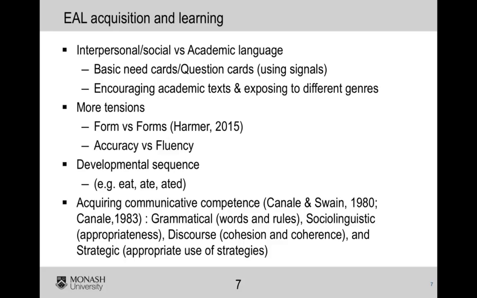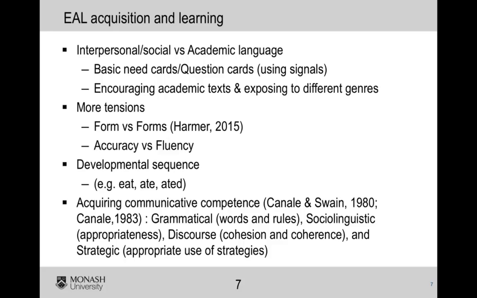And sometimes EAL students focus so much on the interpersonal and social, but they kind of forget about the academic language. And I think for many students, we have to focus on both, the interpersonal and social versus the academic. And of course, if the focus of the class is on just one specifically, you would do that. But we need to find a balance between both. For example, encouraging academic texts and exposing students to different genres. What does a narrative story look like compared to a recipe? Looking to see that there are different types of genres and texts in English.